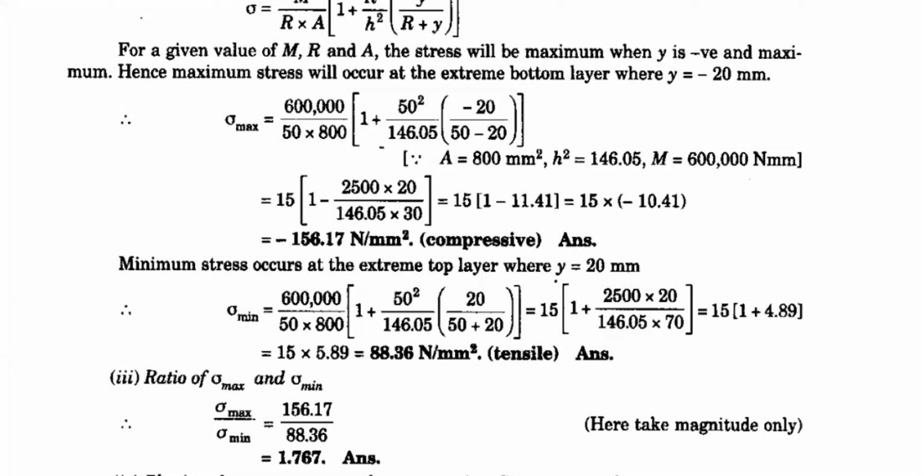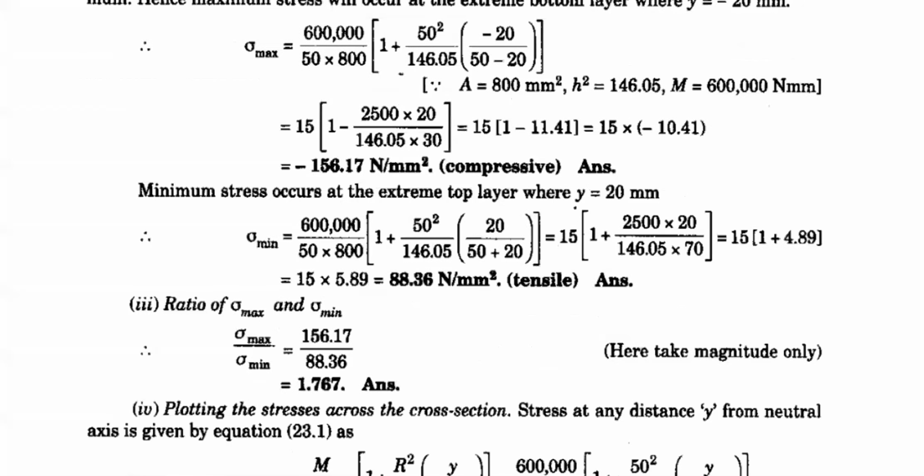Now you are having one positive value and one negative value. Now you try to determine the ratio values, and while you're calculating the ratio, only consider magnitude. Please consider only magnitude. Now you'll get the value 1.767. So this is how you're supposed to calculate.